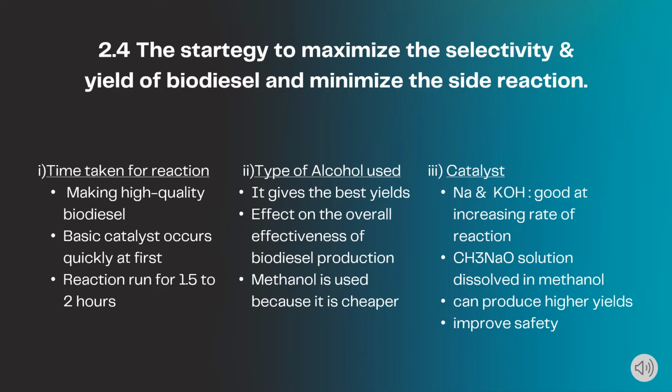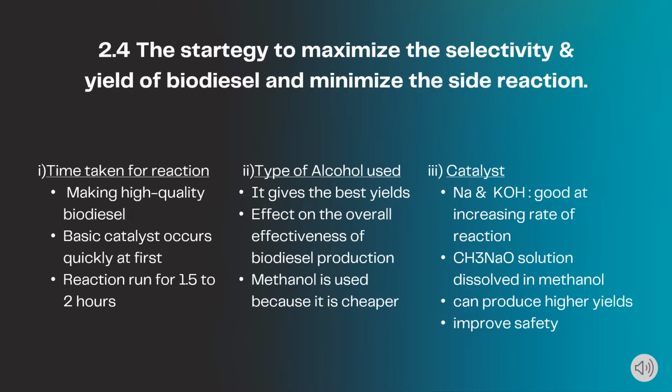This is 2.4, the strategy to maximize the selectivity and yield of biodiesel and minimize the side reactions. So we come up with three strategies. The first strategy is time taken for the reaction. The amount of time allowed for esterification is critical in making high quality biodiesel with a high yield. Using a basic catalyst like sodium hydroxide, the reaction normally occurs quickly at first and subsequently slows as more biodiesel is created and few materials are left to react. Because the reaction is slow beyond that point, it is normally recommended for the reaction to run 1.5 to 2 hours for optimum yield and quality.